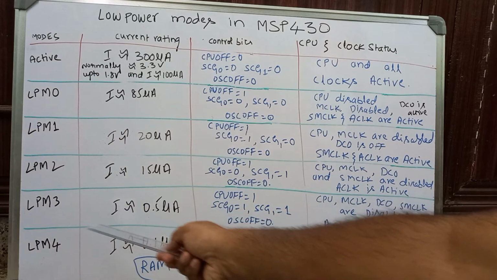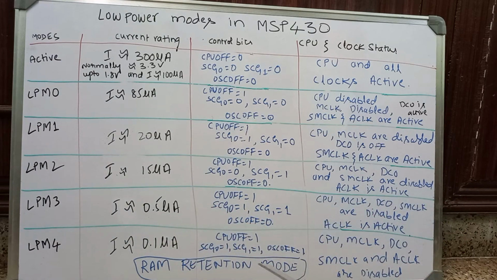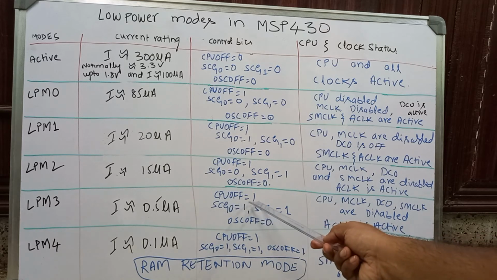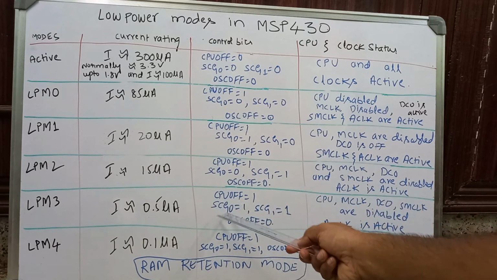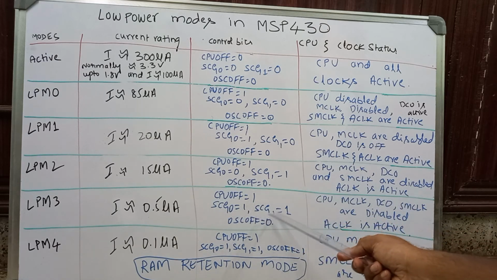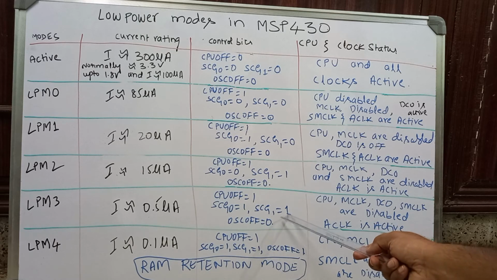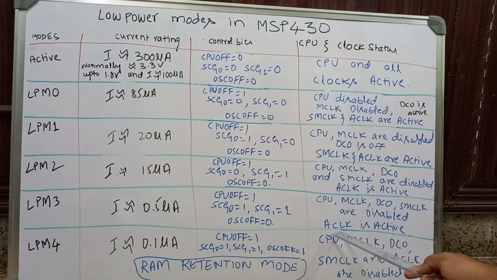Coming to LPM3, when the current is as low as 0.5 microamps, here CPU off is 1. That is, the CPU and master clock are disabled. SCG0 is 1, so the DCO has switched off. SCG1 is 1, so the submaster clock is off. Only oscillator off is 0, so the auxiliary clock is still active.